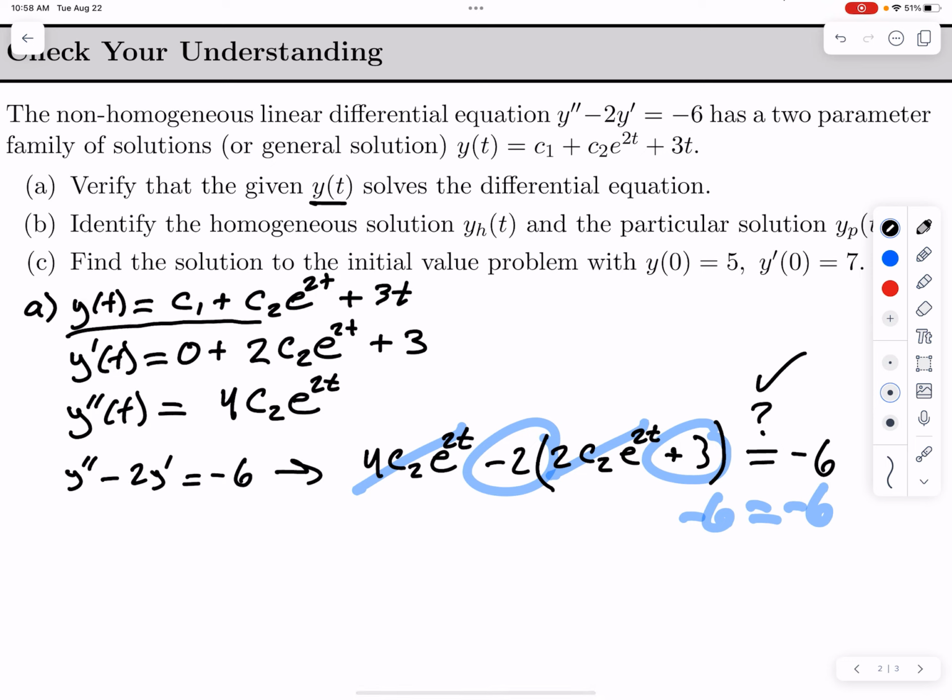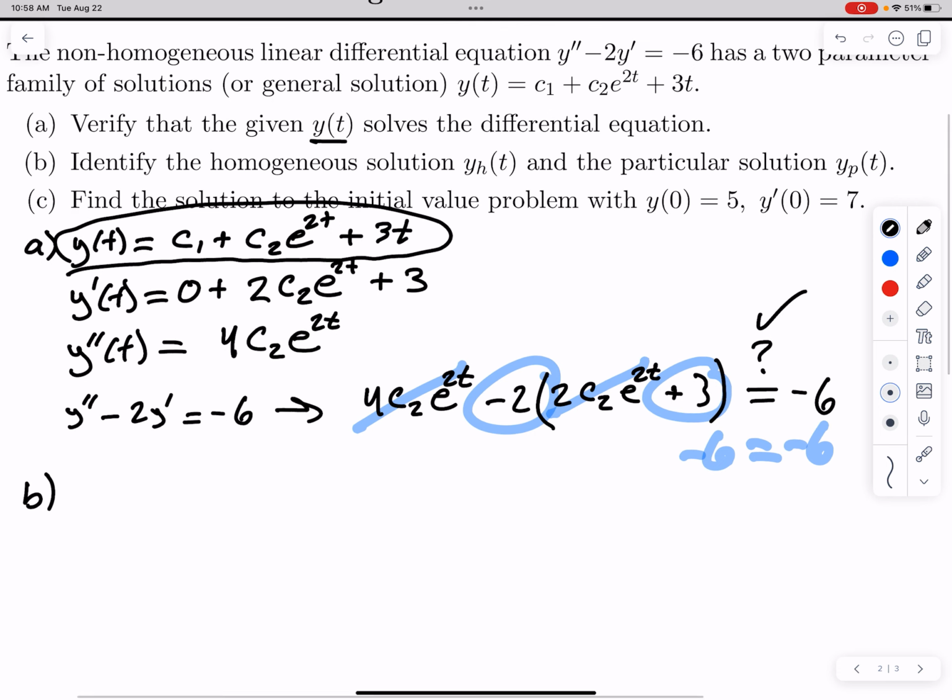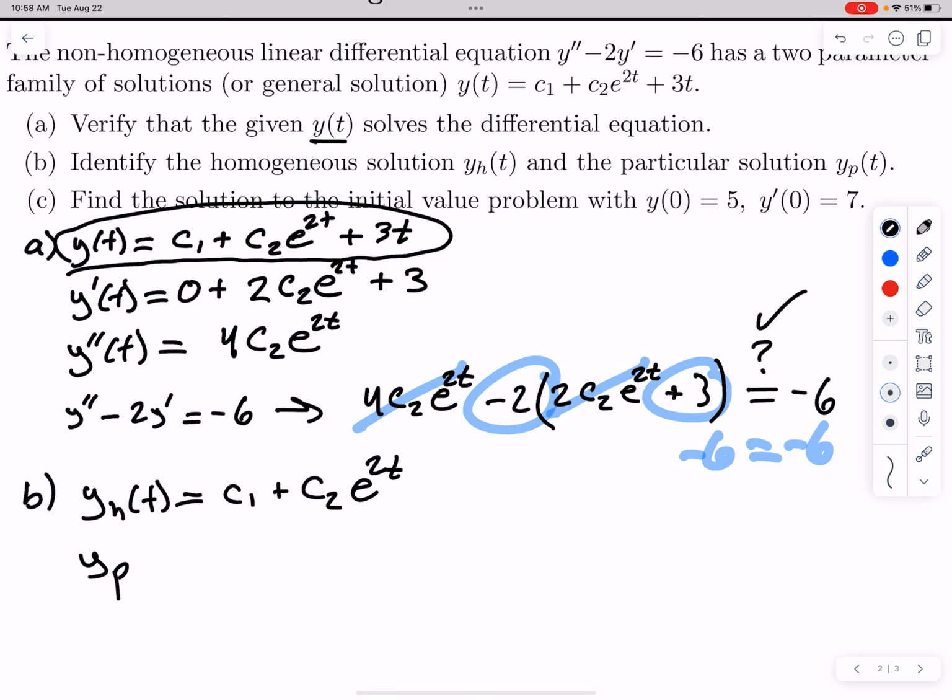So this here is a solution, and that's been verified. Part B, identify the homogeneous part and the particular part. Well, the homogeneous part of the solution is the part with these constants in it. This is going to solve the homogeneous differential equation y double prime minus 2y prime equals 0, right? That's solving the homogeneous portion.